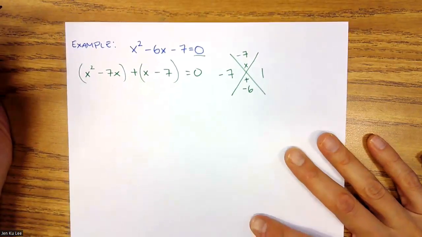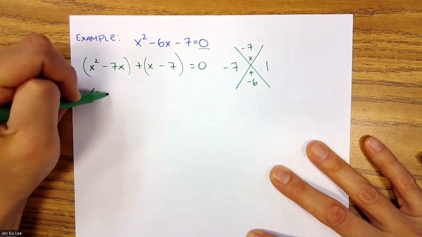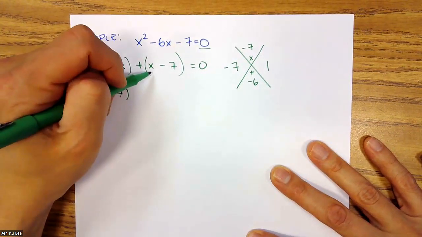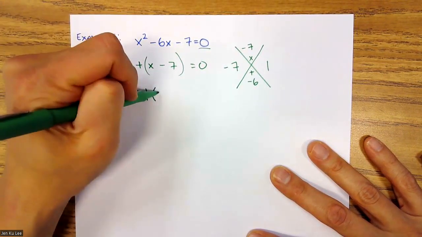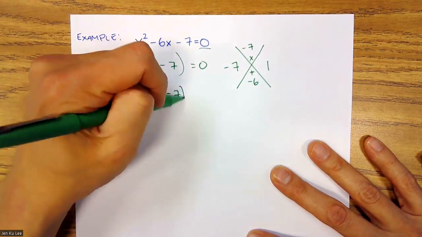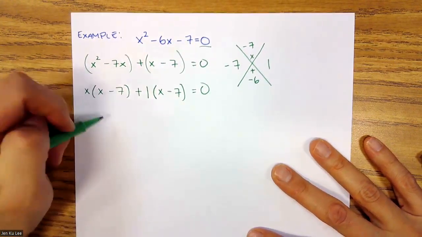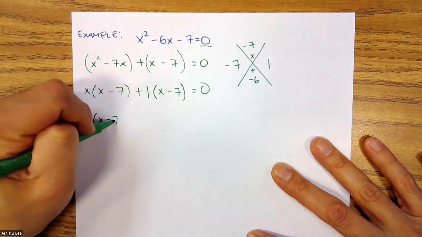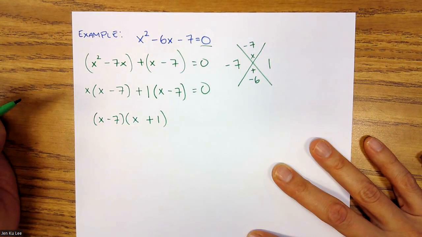Gather the first two, gather the last two. Here I can take out an x. So that's x minus 7. Here I can't take out anything, so I'm going to take out that imaginary 1, x minus 7. The reason why I put the 1 there is because of this. X minus 7 times x plus 1. Okay?